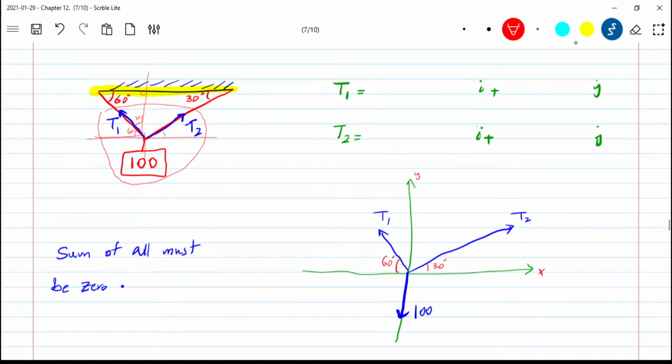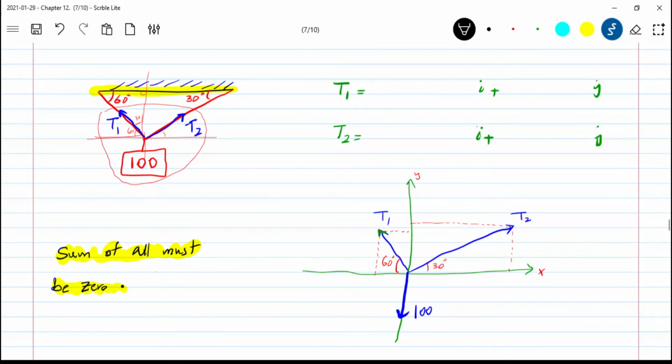And here is what I mentioned earlier. The sum of all forces must be 0, because this is in a balanced situation, it's not moving. So what I'm going to do is try to break down these vectors, T1 and T2, and write them in component form. How do we do that? Figure out what this component is, figure out what that component is. The same as here. We need to figure out the components of each vector.